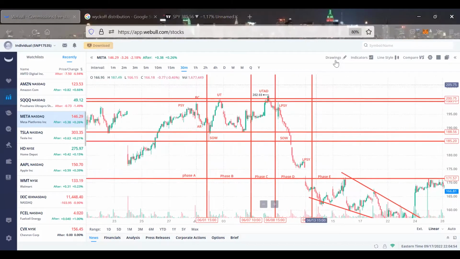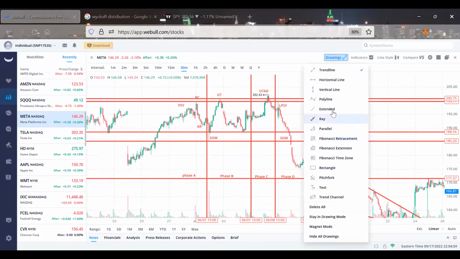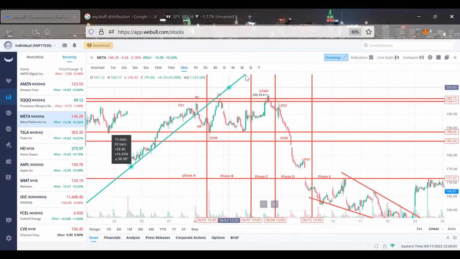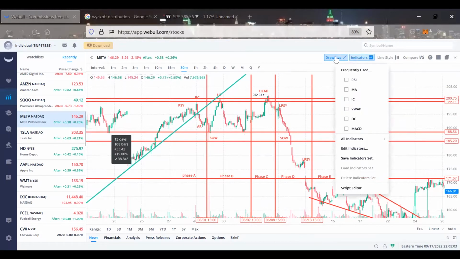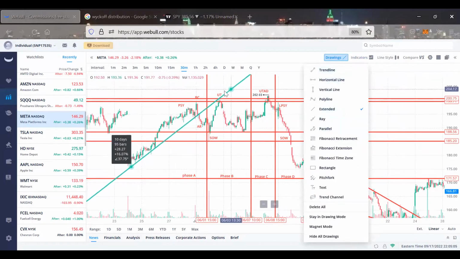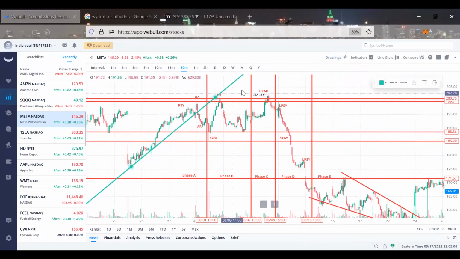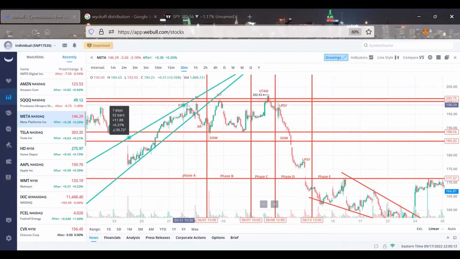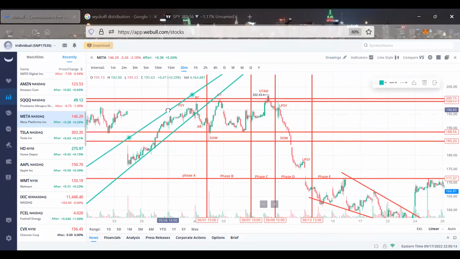The first one we have here is the creek, meaning the stock is going up. We can see right here that there is that uptrend, that trend line, the channel that is going up.